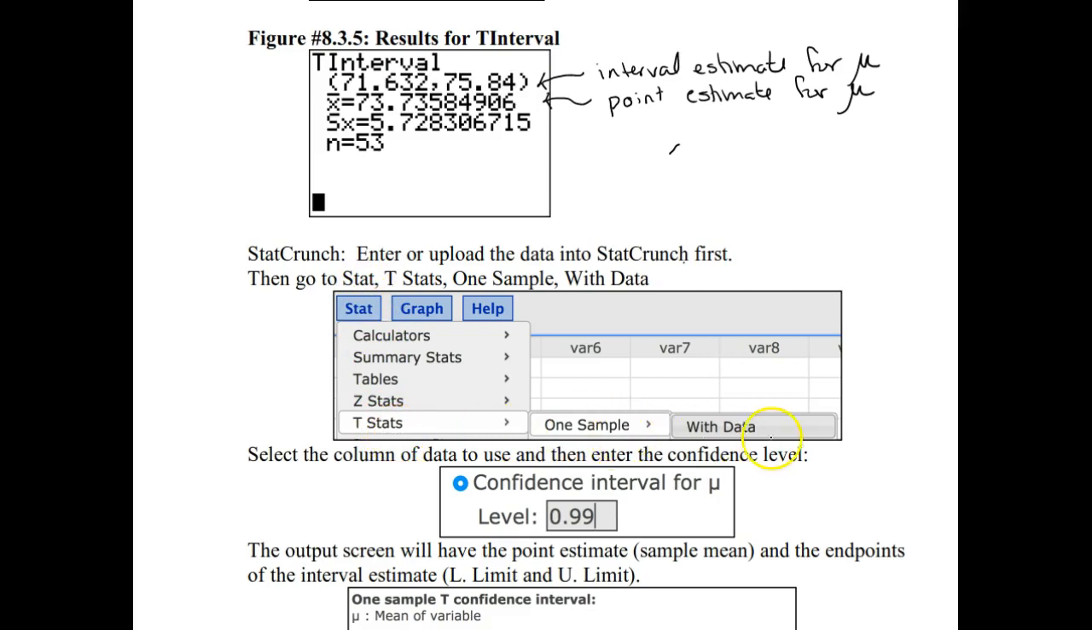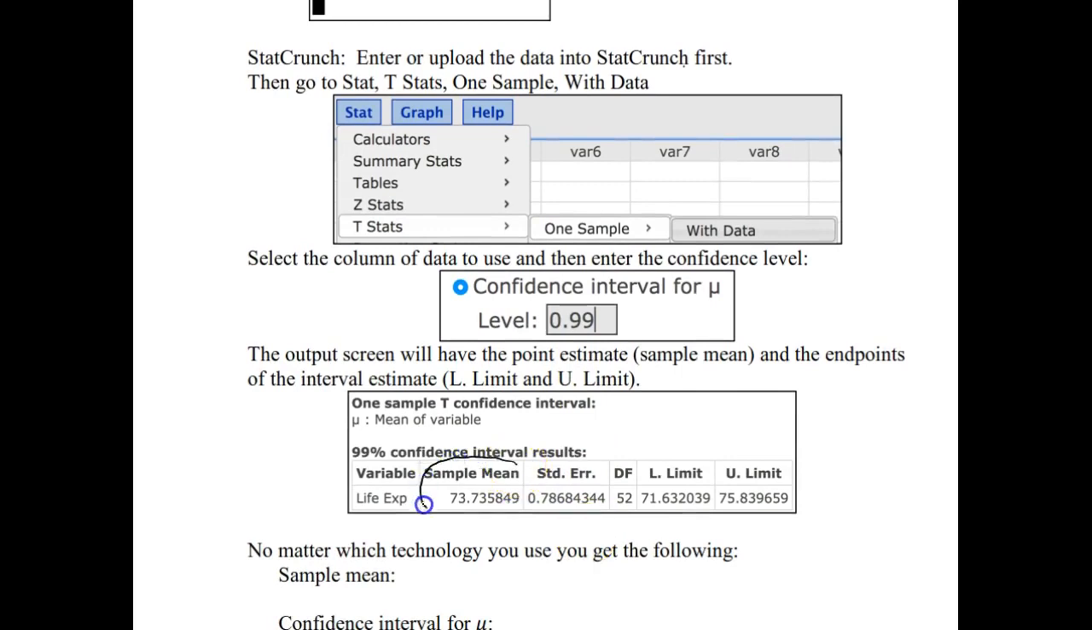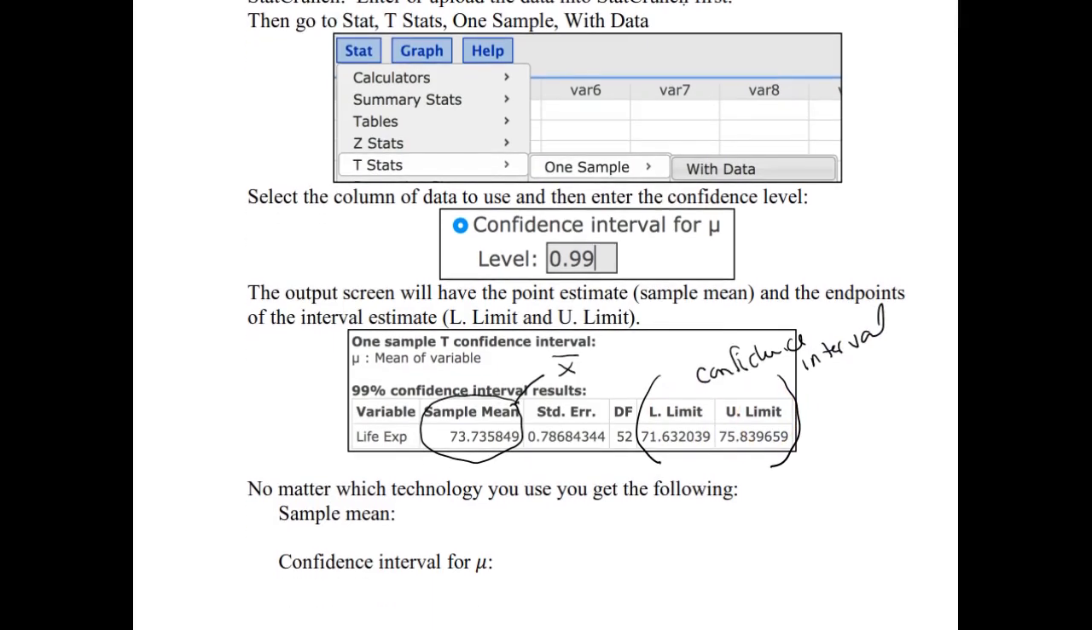Now, in StatCrunch, since it is a pretty big data set, we could go into Stat and t-tests and then choose one sample with data. Again, that data is in Blackboard that you could upload to StatCrunch. Again, we would select that column, and next to confidence interval for mu, at the level we would put 0.99. And then on the output screen, we've got a column that says sample mean, so that's our value of x bar, and then our confidence interval endpoints are these last two numbers called the lower limit and upper limit.